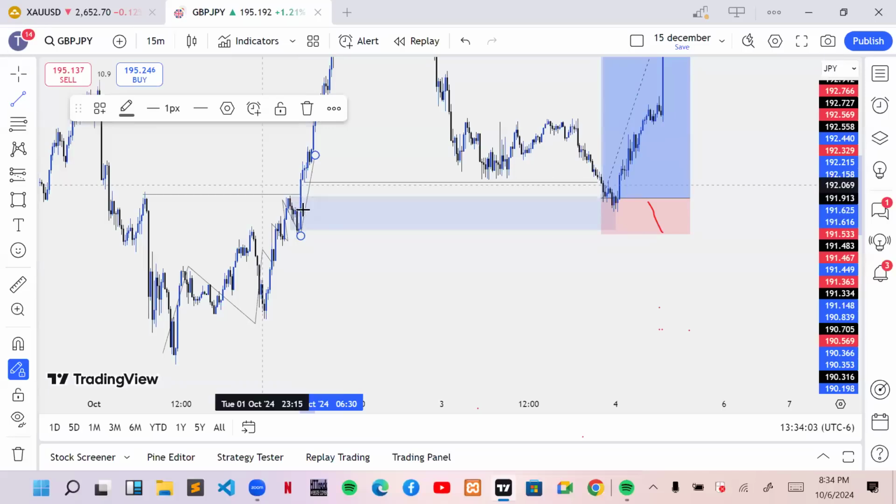If it was to be a market structure shift, this is what would happen: the market would change direction to the downside. But since it was a break of structure, the market continued to the upside. So it was maintaining its current trend while still breaking a key level in the market. That is the difference between a market structure shift and a break of structure.